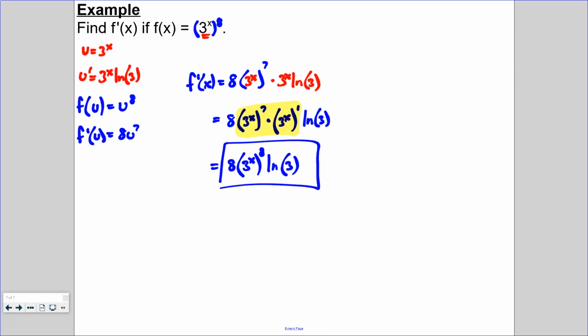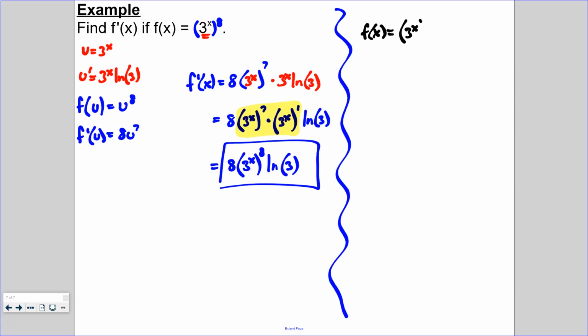But that's just the first method. So now we're going to move on to the second method. And the second method is again taking the original function, which is the quantity 3 raised to the x power to the 8th, and simplifying this to become 3 to the 8x. Because remember, we have an exponential property from way back in algebra that says if we take the power of a power, we multiply the powers.